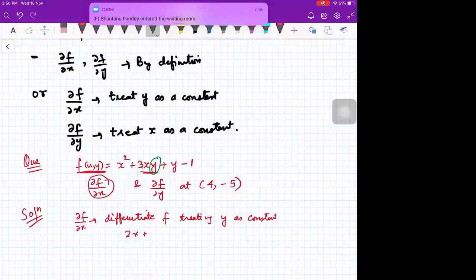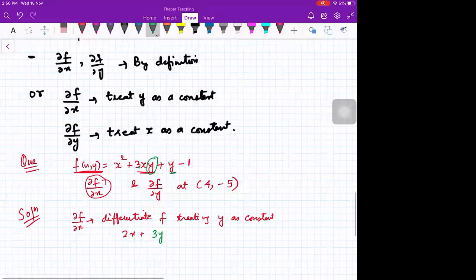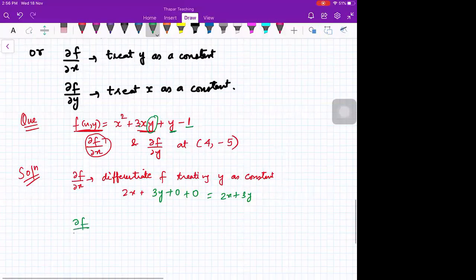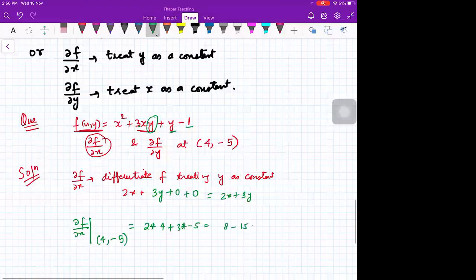Okay. So you have 2x plus 3y. What will be the derivative of y? 0. And what will be the derivative of minus 1? That will be 0. So this is 2x plus 3y. So what is the value of the partial derivative with respect to x at the point (4, −5)? 2 into 4 plus 3 into minus 5. How much is that? 8 minus 15, that is minus 7. Is that thing clear?